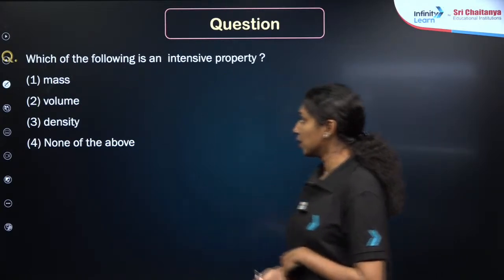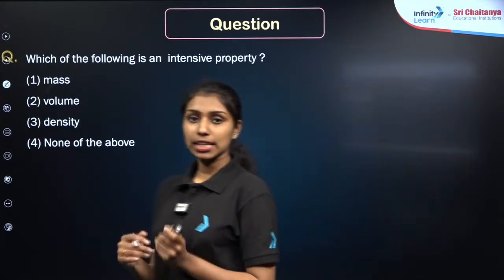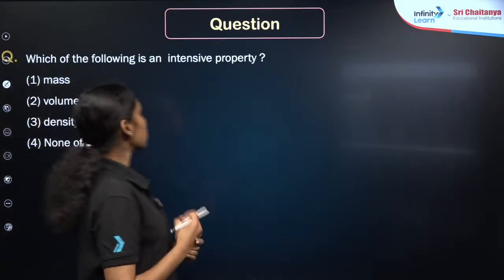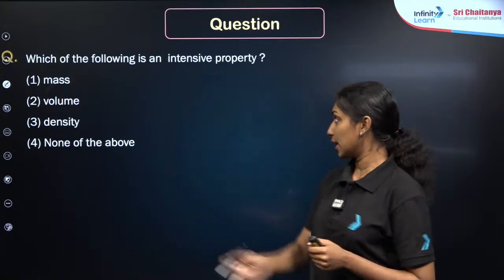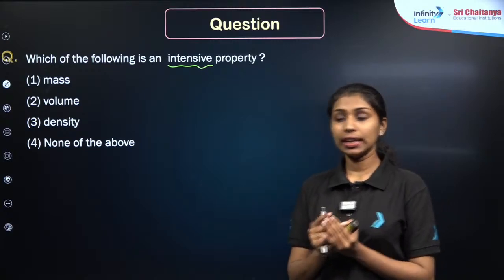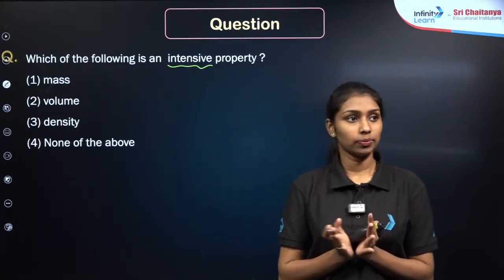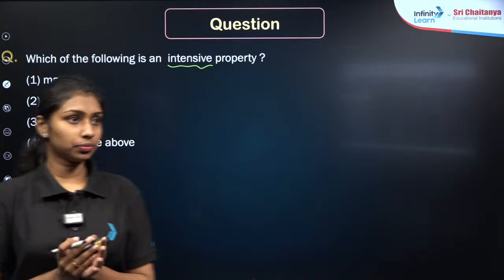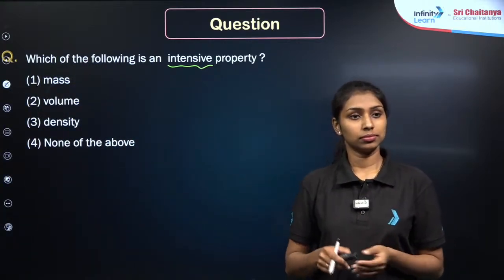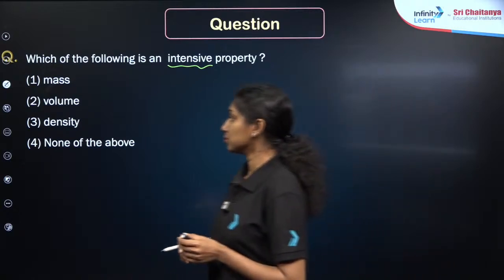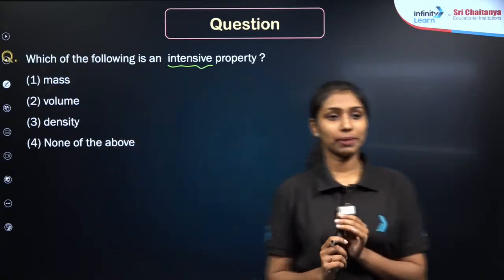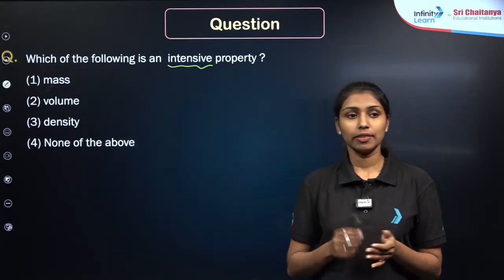Now, here is the next question. The question is based on intensive and extensive properties. Some examples are given here. Which of the following is an intensive property? You must have an idea about what is meant by an intensive property. Then what are the examples? Options are given: mass, volume, density, or none of the above. Which will be the answer?